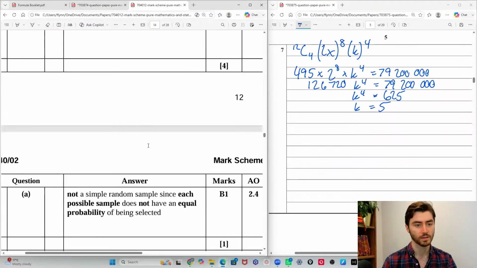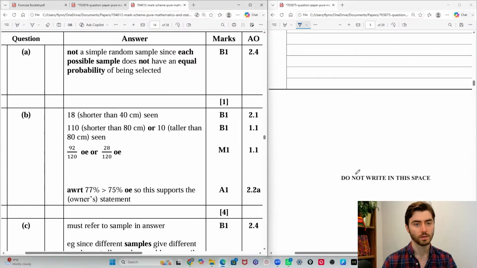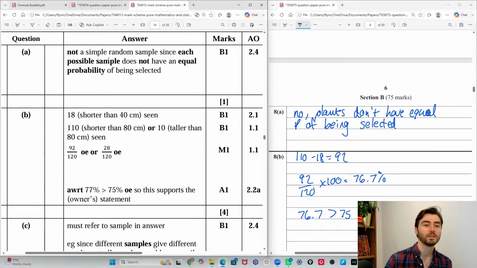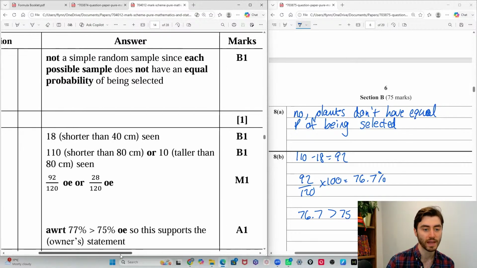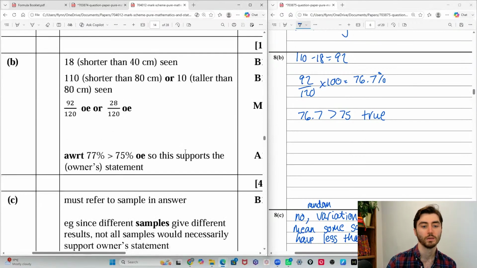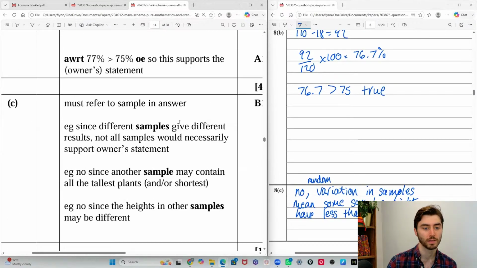K is 5. Not a random, since each possible sample. Okay, they did want that. So it's not the individual. Simple random means each possible sample has an equal probability of being selected. You can see I was umming and ahhing about that, but yeah, they seem to want that definition. I accidentally gave the definition for just being random, not simple random. Oops. But this is bigger, so that's good.